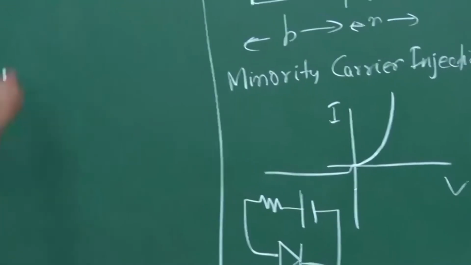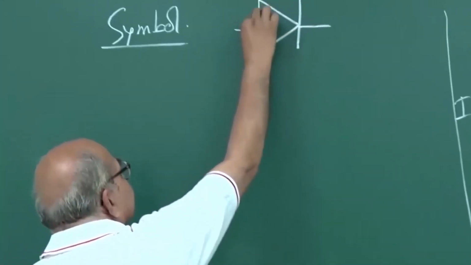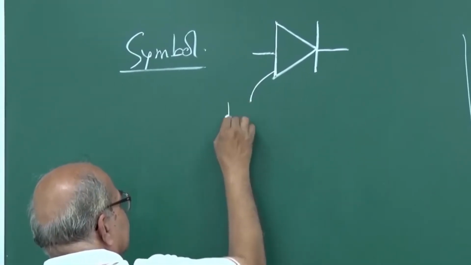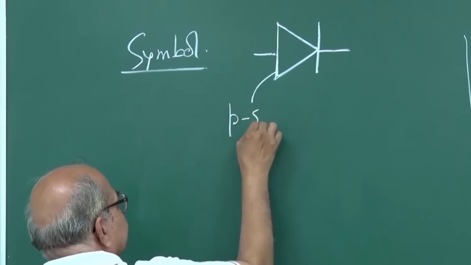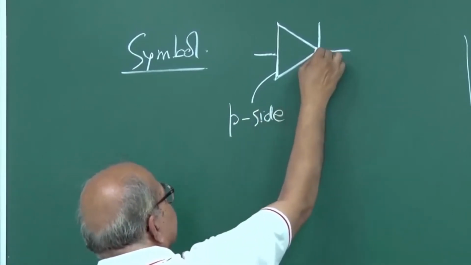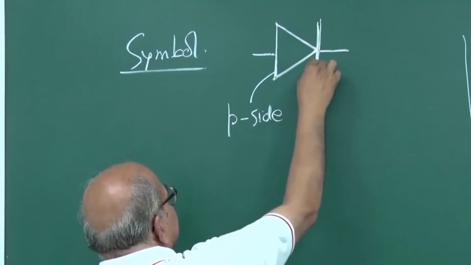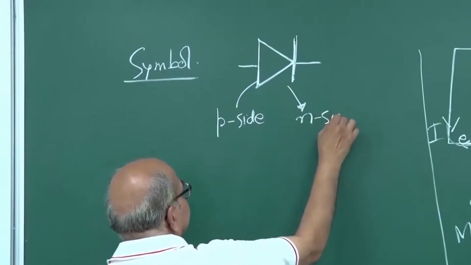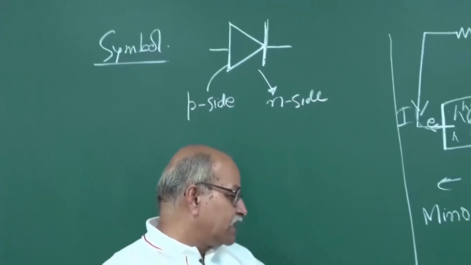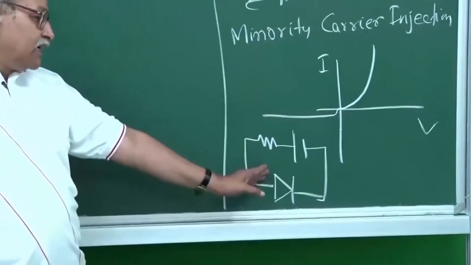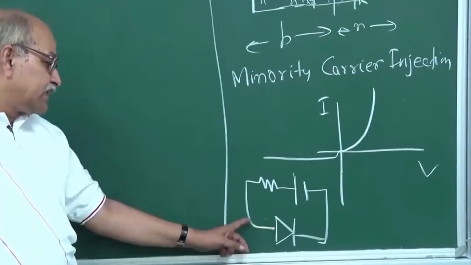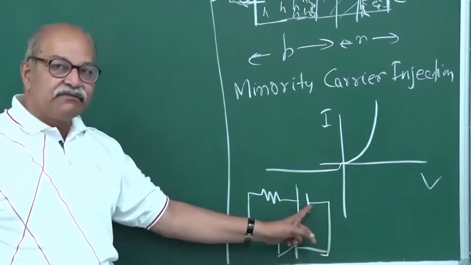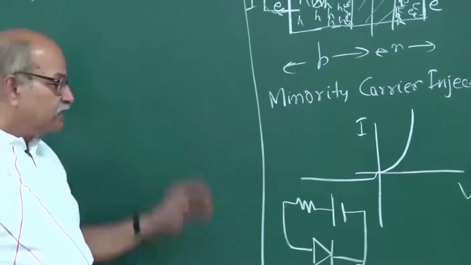And in this symbol, this base side represents the P side, and this vertex and line here represent the N side. So when I draw my circuit in this fashion, what am I telling? I am telling that the P side is connected to the positive of the battery, and the N side is connected to the negative of the battery. So this is how the symbols are made.